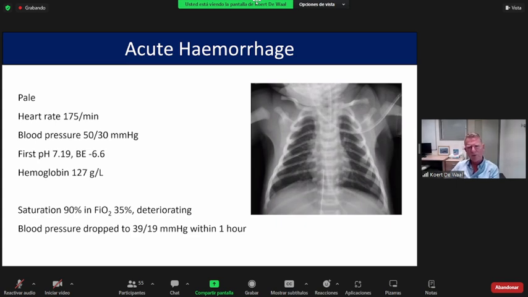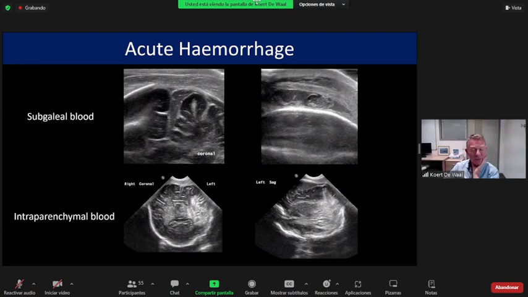This baby did develop quite quickly a tachycardia of 175, and even though the blood pressure remained relatively okay for a term baby, 50/30. The first pH was not terrible. The hemoglobin wasn't terrible, but the baby was deteriorating actually quite rapidly, where we saw the blood pressure drop to 39/19 within 1 hour. Ultrasound imaging found the location of the hemorrhage quite quickly. It was subgaleal blood, which was increasing every hour by about a couple of millimeters. We could even find some evidence of possible intraparenchymal blood.